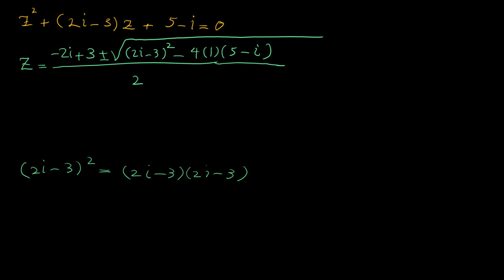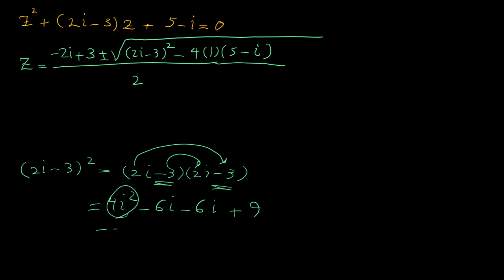If you multiply 2i minus 3 by itself, what does it equal? Let's see. 2i times 2i is 4i squared. 2i times negative 3 is negative 6i. We have another negative 6i here. And finally, negative 3 times negative 3 is 9. Attention, 4i squared is negative 4. Negative 4 plus 9 is 5. And this is minus 12i. So finally, for 2i minus 3 to the 2, we have 5 minus 12i.